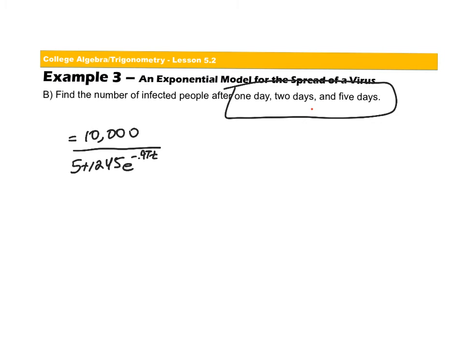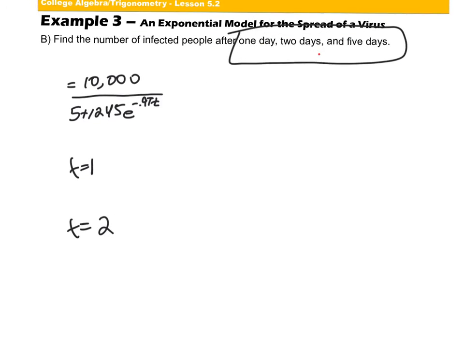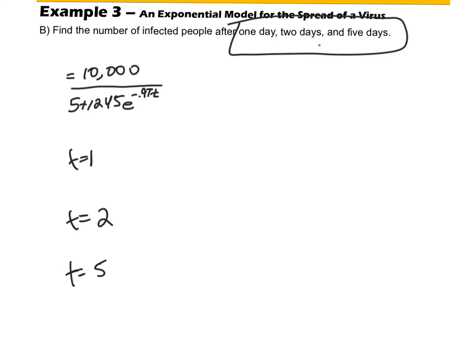So let's remind ourselves, our function was 10,000 on top, over, what was the bottom? 5 plus 1245 e to the negative 0.97t. What do they want me to use for t now? Everybody, look. 1, 2 and 5. I'm going to use where t equals 1, where t equals 2, and where t equals 5. Everybody see that? Okay, so let's do that.